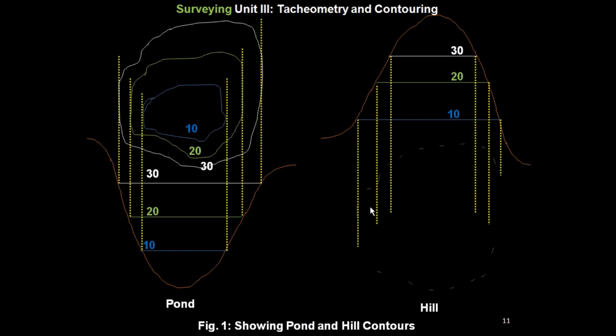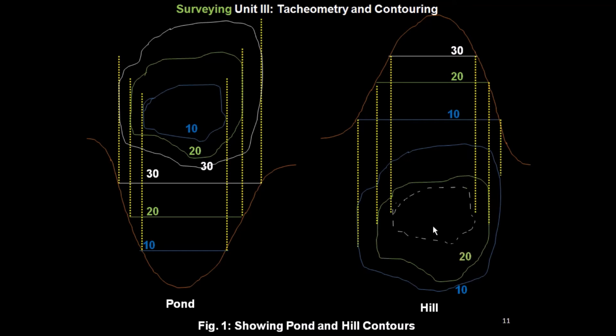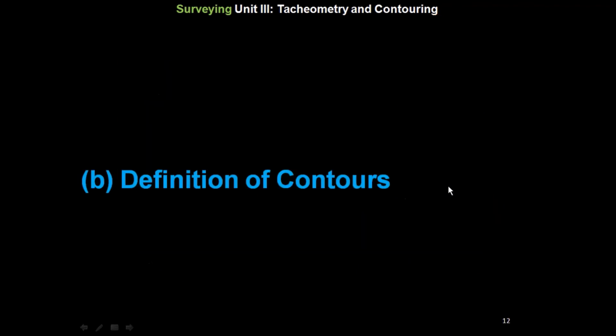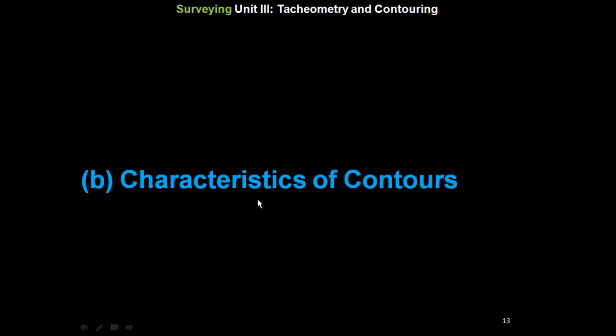Then here the 10 meter contour is drawn. Similarly here the green color 20 meter contour is drawn. Similarly here white color the 30 meter contour is drawn. So we have seen the definition of contours. Now we will see the characteristics of contours.